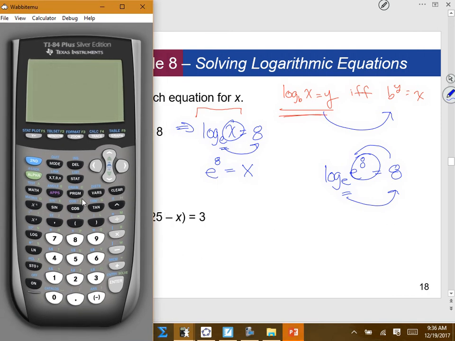You can say, hopefully we don't have to do it this way, but it's an option. I can type in e to the 8th, store that as x. Okay, it's that number there. So if I take the natural log of that number, so natural log of x should give me back 8. Okay.